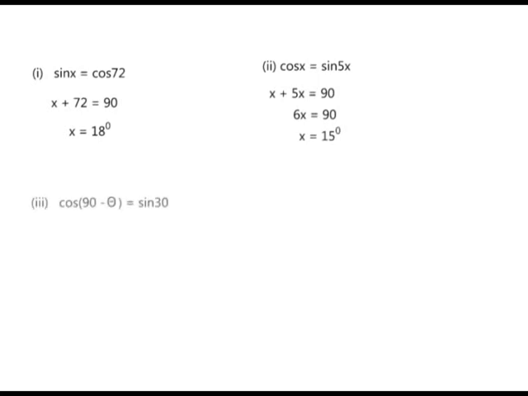Lastly, cos 90 minus theta is equal to sine 30. So 90 minus theta and 30 degrees are complementary. And so 90 minus theta plus 30 is equal to 90. 120 minus theta is 90. Minus theta is equal to minus 30, and theta is 30 degrees.